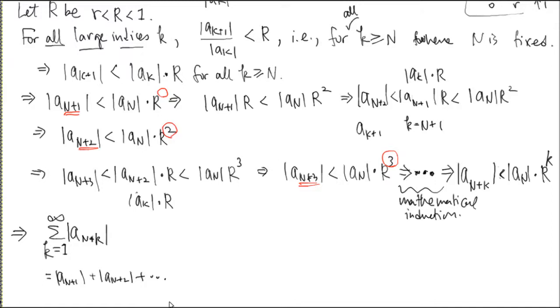So if this converges, this is the tail part that converges. Whatever comes before capital N doesn't affect the convergence, right? That's only finitely many terms. Capital N is fixed. So let's compare this one. What do we know about a_{N+k}? This is what we know about a_{N+k}.